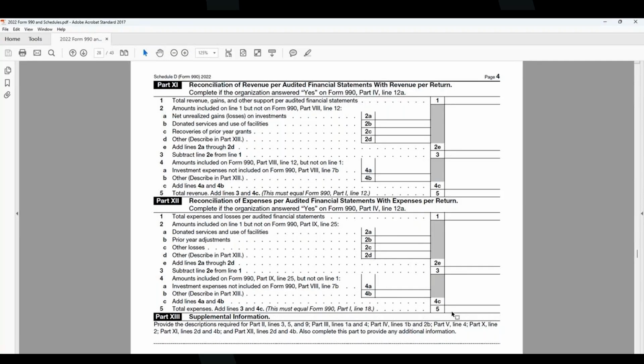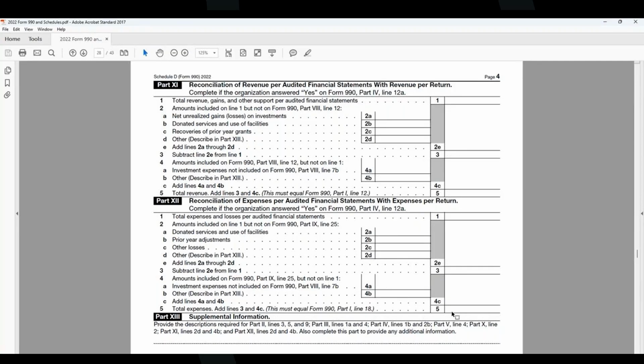So those are the 2A and 2B. Just be really careful of those, that you're aware that that is a difference. It could be a big number, and they go here, and then this reconciles the two. So you should be able to look at the audit, look at the tax return, and say, oh, I see how they match, and this is why.